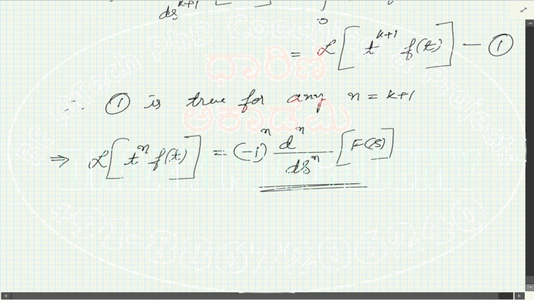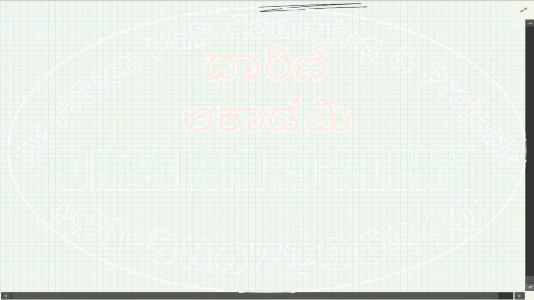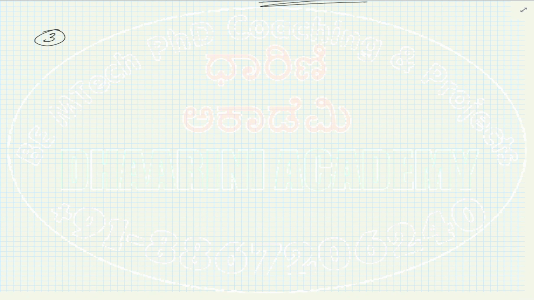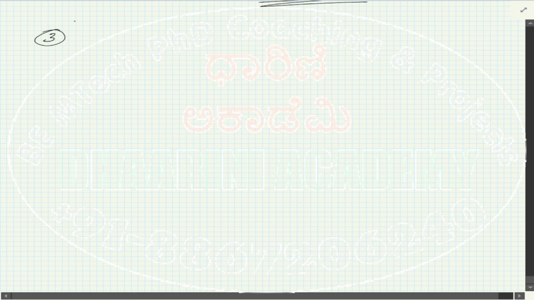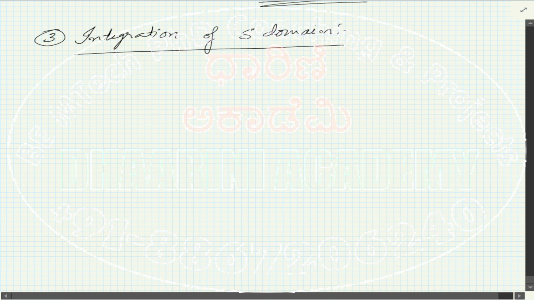Next property, this is property number 3. This property is said to be integration in S domain. So on the right hand side, we are going to see that there will be an integration.